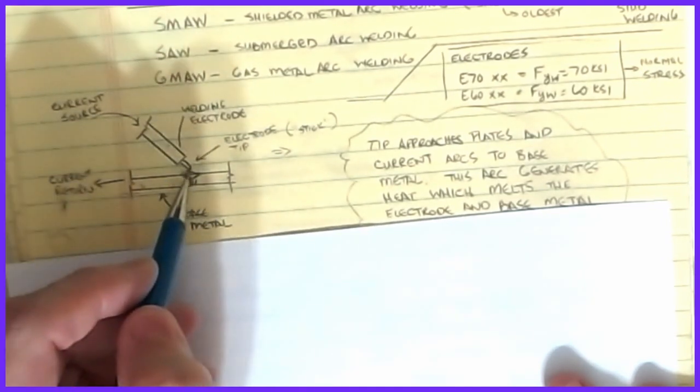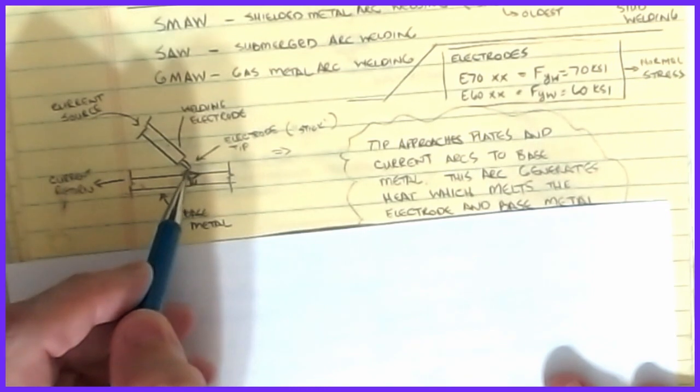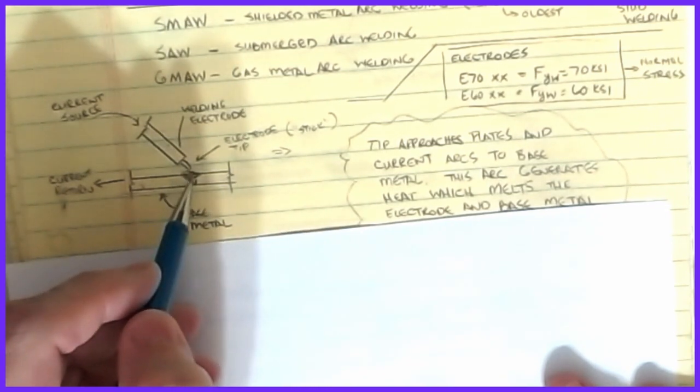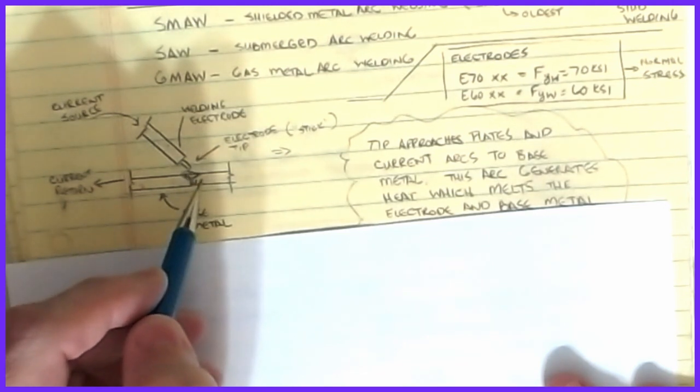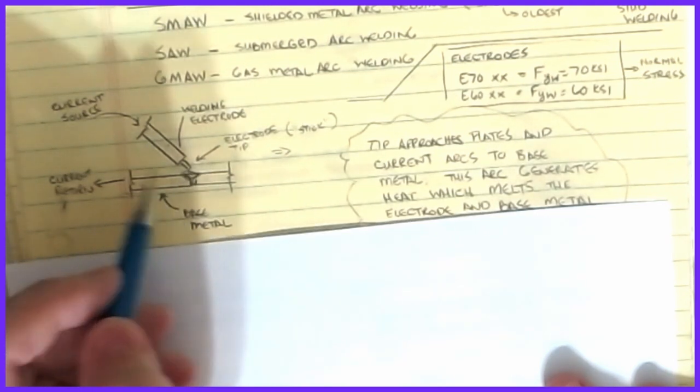And when the current flows, it heats up the end of this electrode. And when it liquefies, it falls into the opening and then it melts the surrounding area and then fuses with it as it starts to cool.